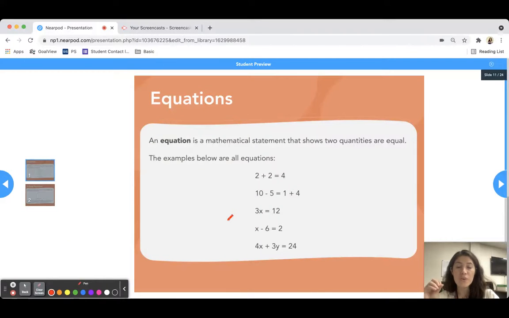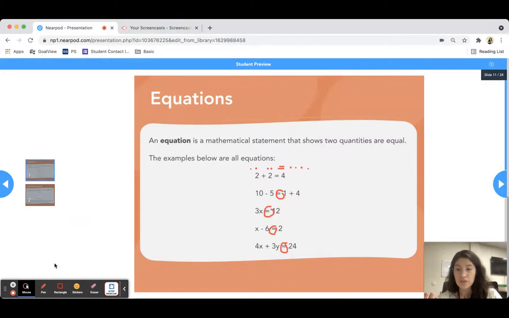Hi class, we're doing a review of what we learned last year and also what we reviewed yesterday. An equation, remember, is a mathematical statement that shows that two quantities are equal. I know all of them are equations because I have equal signs, right? Which tells me that whatever I have on one side needs to be the same as what I have on the other one. Like in this example, if I have 2 and I add 2 more, that's going to be the same as 4, right? I have 4 on both sides of my equation. And I know they are equations because I have equal signs.